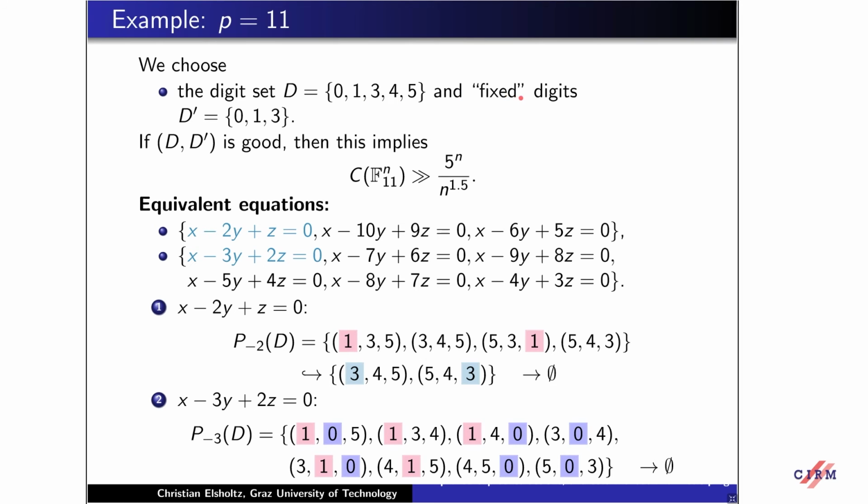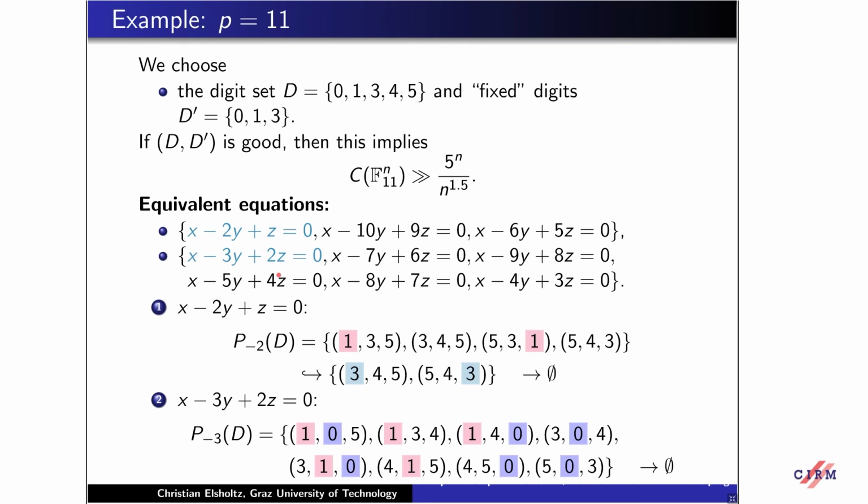And actually, a subset of these digits, 0, 1, and 3, plays an extra role. Like in the last case, modulo 5, 1 played an extra role. We restricted the occurrence of 1 only, and here we restrict the occurrence of 0, 1, 3 only. So because of the 5 digits, we get 5 to the n, divided by n to the 1.5, because this special digit set has 3 elements.